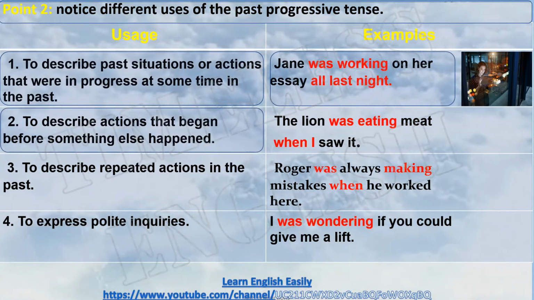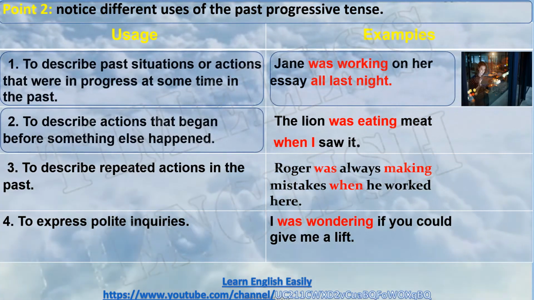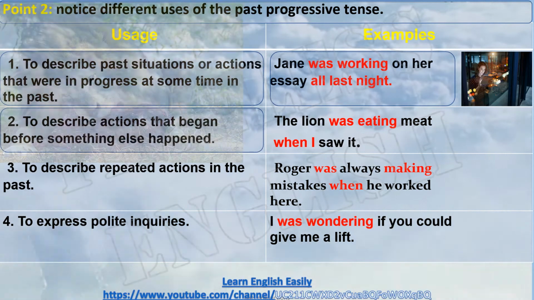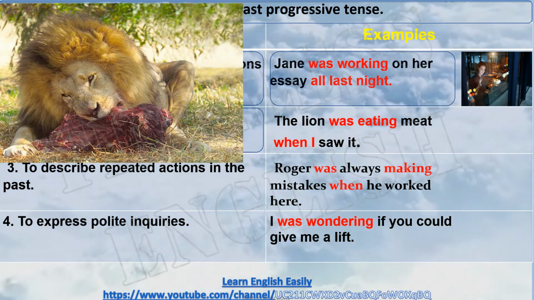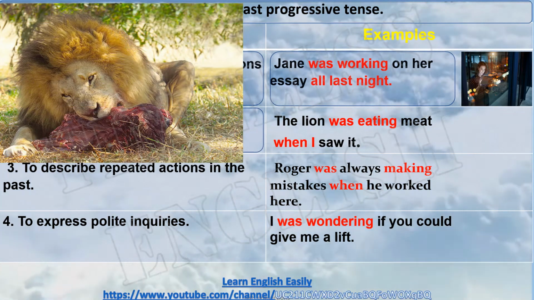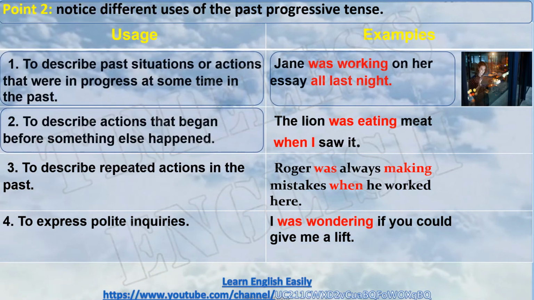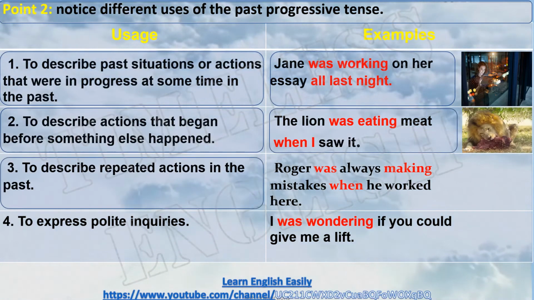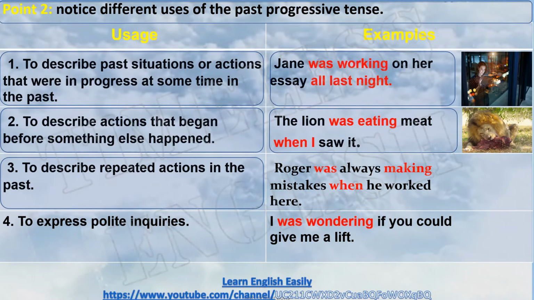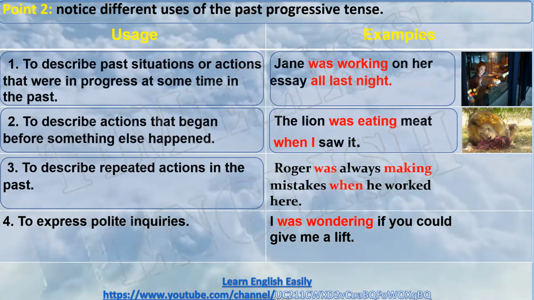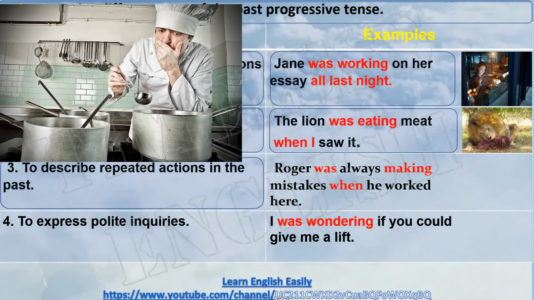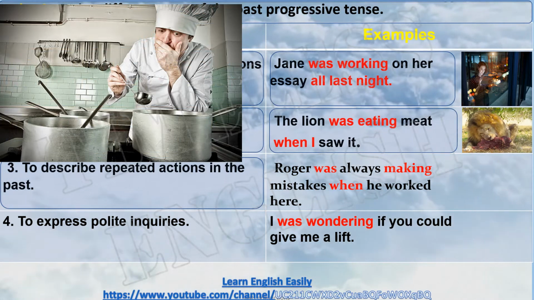Number 2. To describe actions that began before something else happened. Example: the lion was eating meat when I saw it. Number 3. To describe repeated actions in the past. Example: Roger was always making mistakes when he worked here.